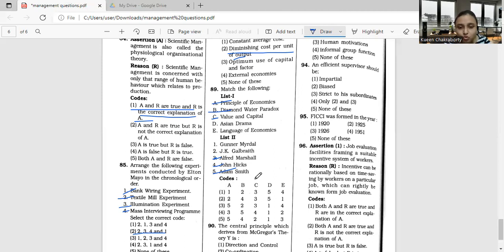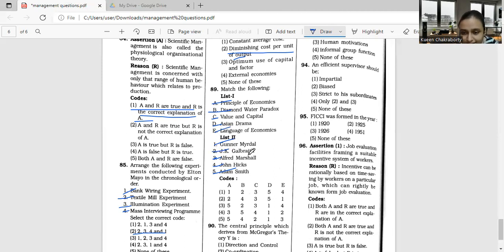Next, coming to Asian drama, right? So Asian drama will be Gunnar Myrdal. Now, in 1968, 70-year-old Swedish economist Gunnar published Asian Drama, an inquiry into the poverty of nations. Okay, that was his inquiry. And last, we are left with language of economics, which is definitely J.K. Galbraith.